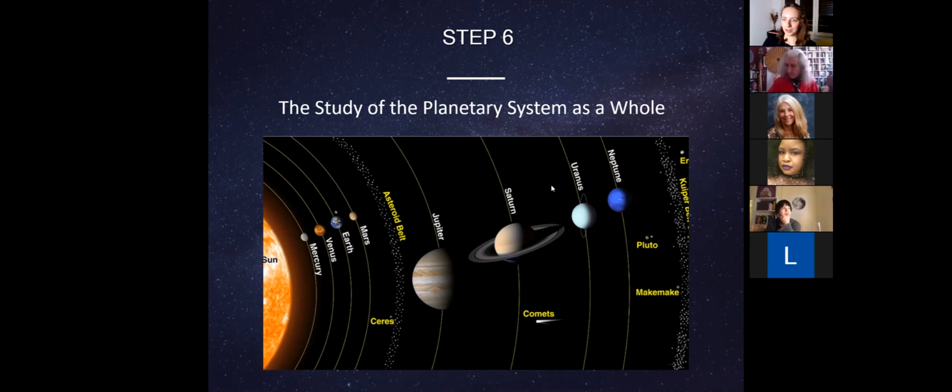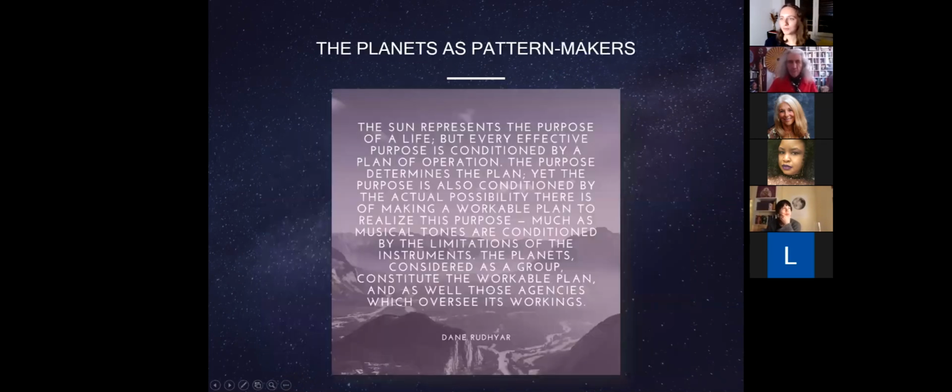Looking at several orders, but first, a quote: "The planets as pattern makers. The sun represents the purpose of a life, but every effective purpose is conditioned by a plan of operation. The purpose determines the plan, yet the purpose is also conditioned by the actual possibility there is of making a workable plan to realize this purpose. Much as musical tones are conditioned by the limitations of the instruments. The planets, considered as a group, constitute the workable plan and as well those agencies which oversee its workings."